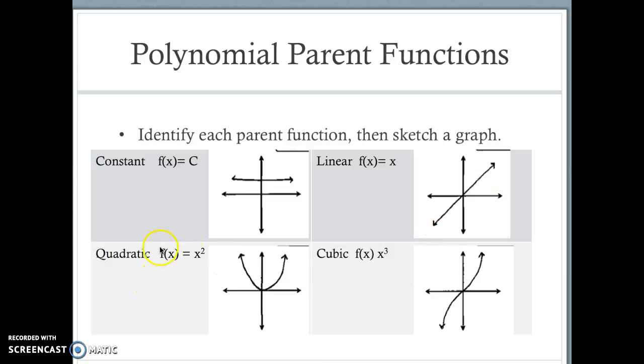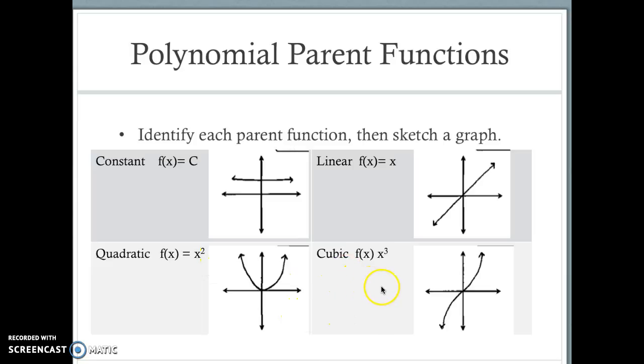Our quadratic graph is going to look like this. We have x^2, and it's going to be above the x-axis. What a quadratic is really telling us is if we have negative 1 squared, our y is going to be 1. If we have positive 1 squared, our y value is still going to be 1. If we have negative 4 squared, our y value is going to be 16. And if we have positive 4 squared, our y value is going to be 16. It's just a U shape with that quadratic function.